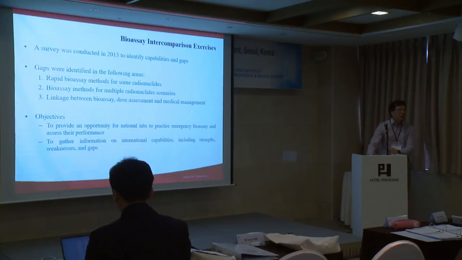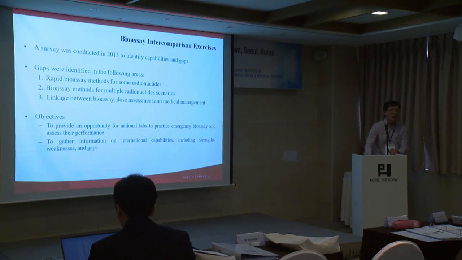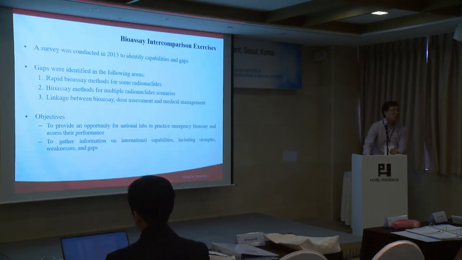In the year of 2013, we did a survey. We really wanted to know the capability of GHSI member countries in responding to emergencies, specifically in radionuclide bioassay. Based on the survey, we identified three gaps. The first is that for some radionuclides, we don't have a rapid method. It remains valid until now, actually. After so many years working on that, for some radionuclides we don't have a rapid method yet. The second is, if a sample has many radionuclides, how to do the assessment? What would be the procedure?